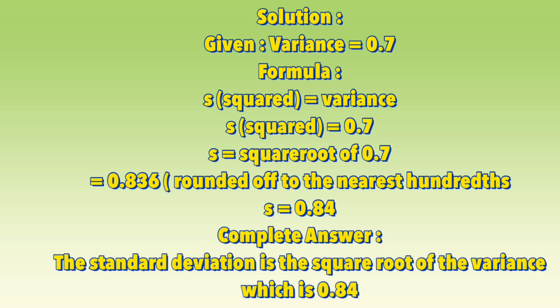Then we're going to find the square root of 0.7, and the result is s equals 0.836, rounded to the nearest hundredth, it becomes s equals 0.84. S stands for standard deviation. So our complete answer: the standard deviation is the square root of the variance, which is 0.84.